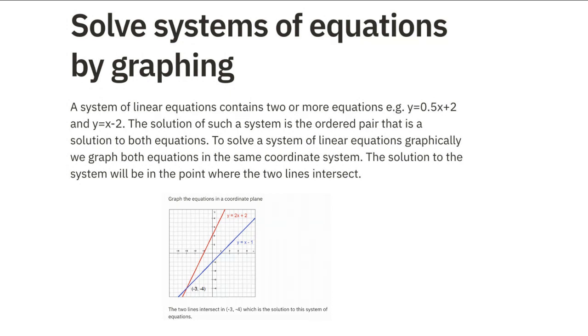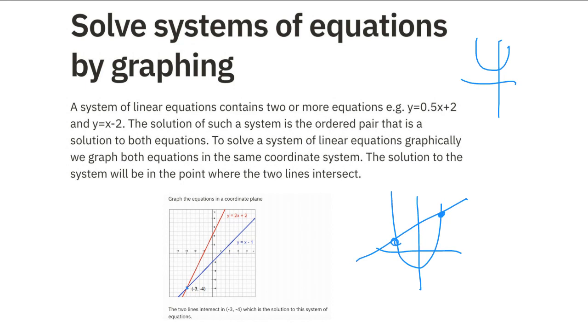Now, we're going to have a quadratic and a line, so we might end up with two solutions if it crosses twice. You could have a parabola and a line that never cross, so there would be no solutions, or you could have a parabola and a line that just touches in one place. So you could have zero solutions, one solution, or two solutions, and by graphing, you should be able to see how many solutions you have.